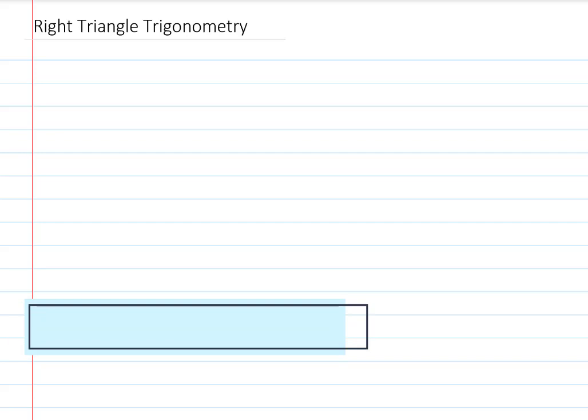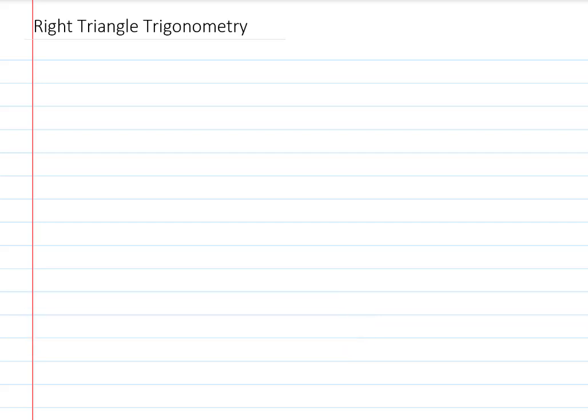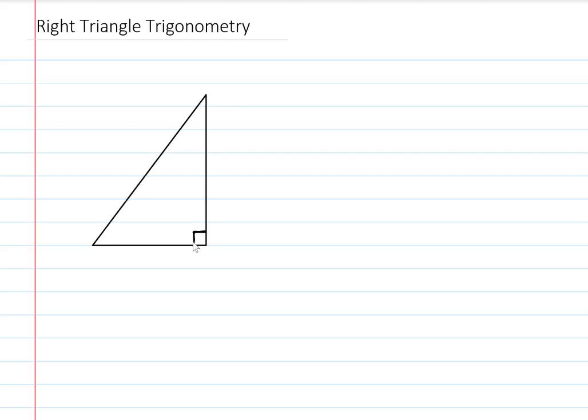Alright guys, so in this section we're going to be talking about right triangle trigonometry, and first of all we're going to see what a right triangle is. A right triangle is just a triangle that has a 90-degree angle. This is how we represent a 90-degree angle. We call this a right triangle.